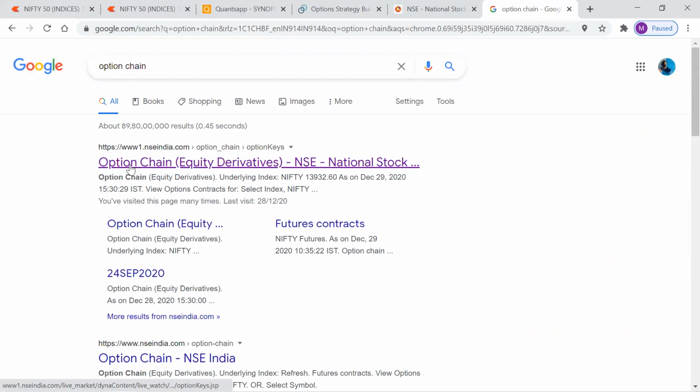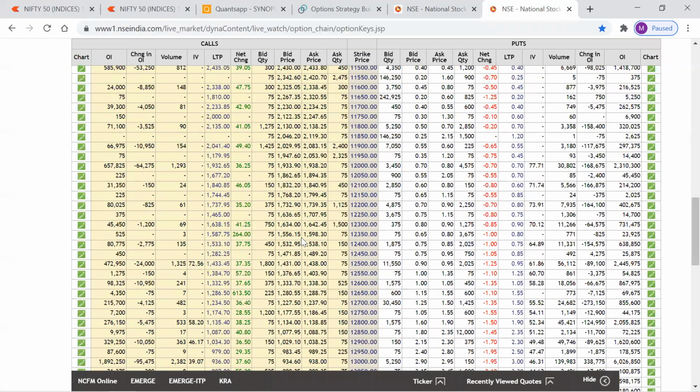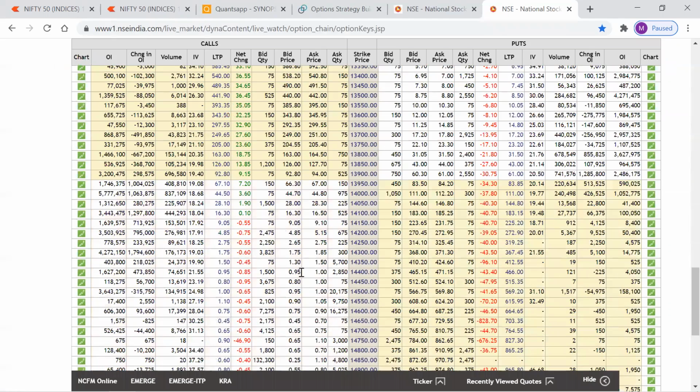Click on the first link, which is nothing but option chain equity derivatives NSE, National Stock Exchange. The URL is www.1.nseindia.com option underscore chain. This is the URL for the option chain table. Click on that link and you will get this table. This table is known as the option chain table. Few people call it the option chain matrix or option matrix.